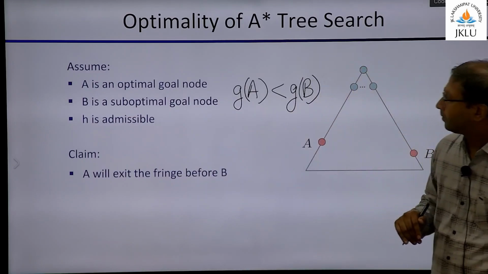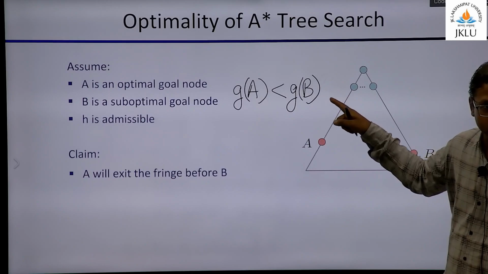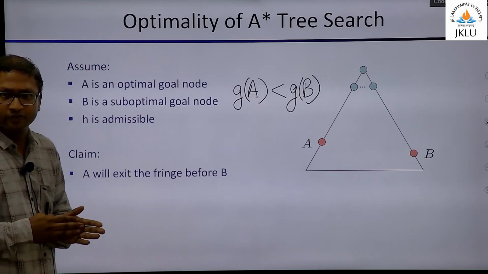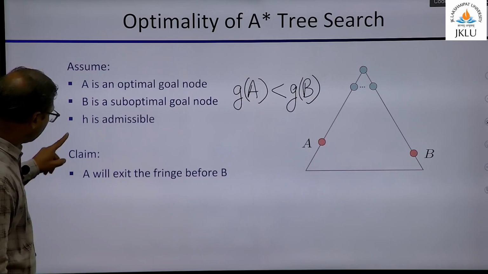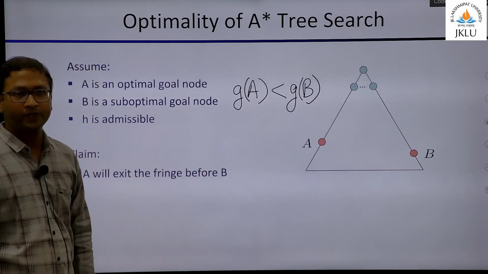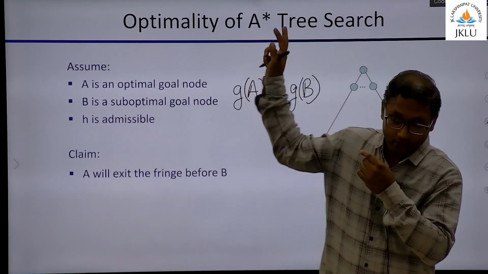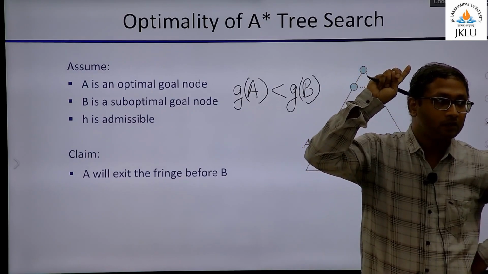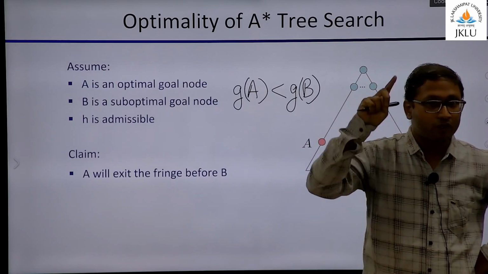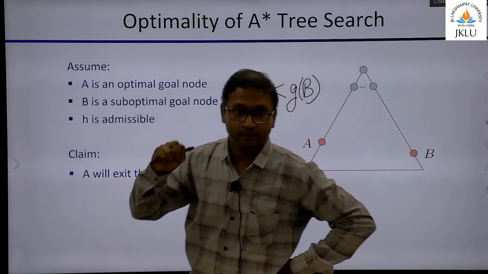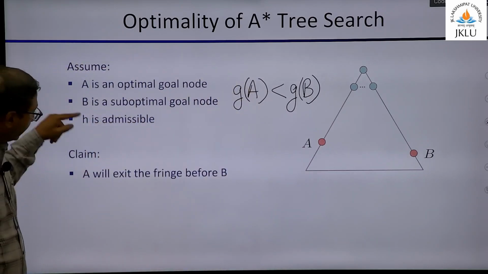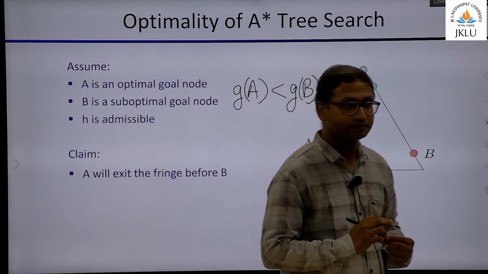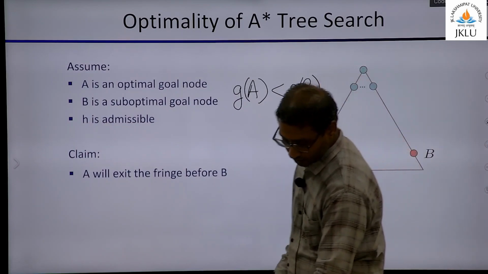So what does that mean? It will give me one more equation. What is that? H of A is lesser than or equal to G of A. A will exit the fringe before B. From the last two slides, where we made mistakes, what were the two learnings from there? Stop A star when you DQ a goal and not when you NQ. So we need to prove that A will exit the fringe before B. Is this setting clear? Okay. So we go to next.